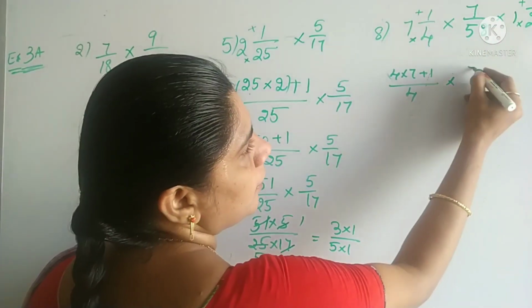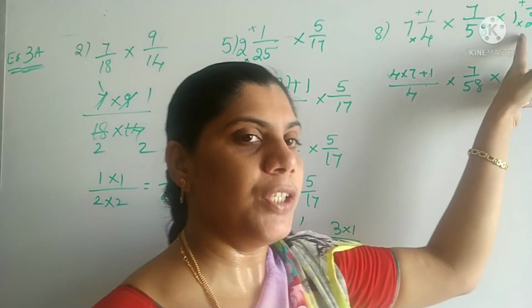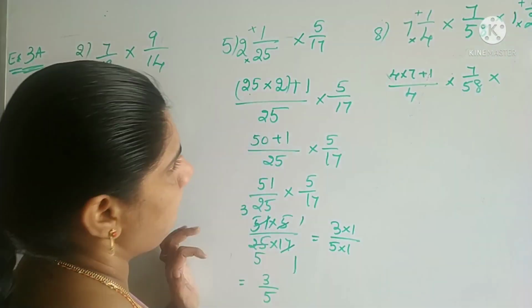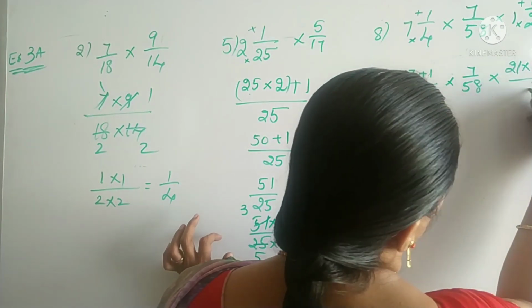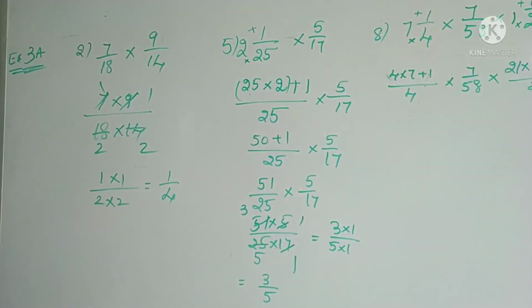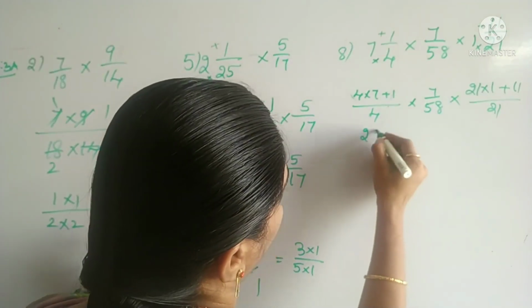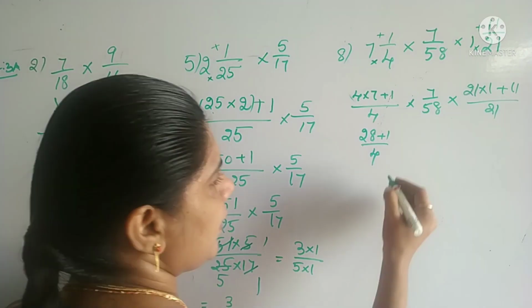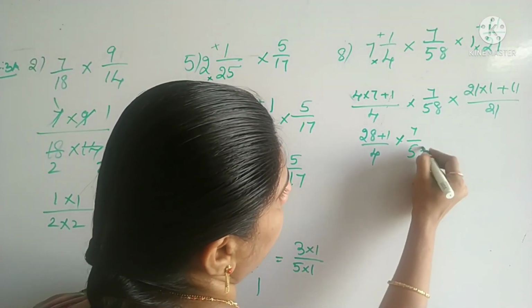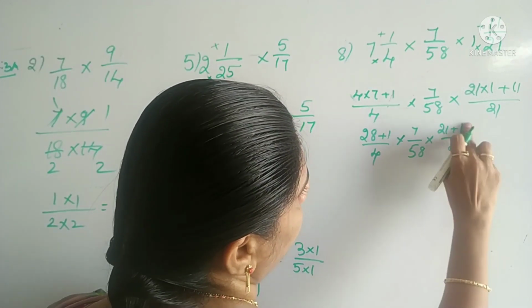And the next number, that is a normal fraction only, so write it. And after that convert the mixed fraction into that improper fraction. So now see, 21 into 1 plus 11 by 21. Okay. Now we have converted all mixed fractions into normal fractions. So 28 plus 1 by 4. Multiply 4 into 7. 28 plus 1 by 4 into 7 by 58 into 21 plus 11 by 21.